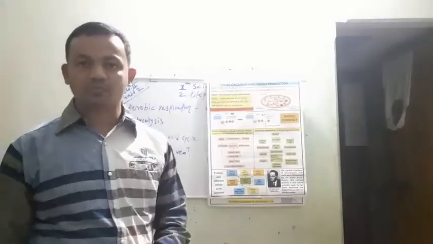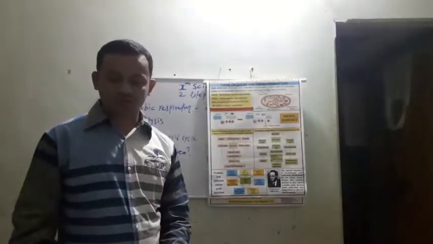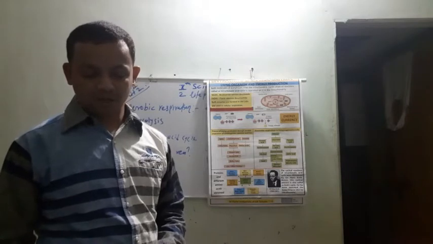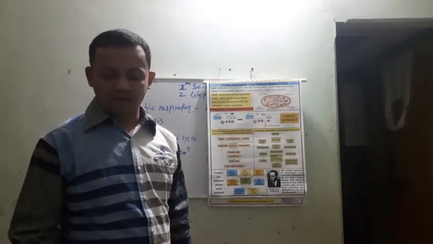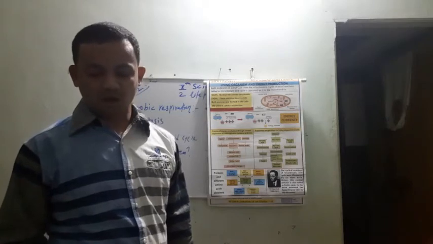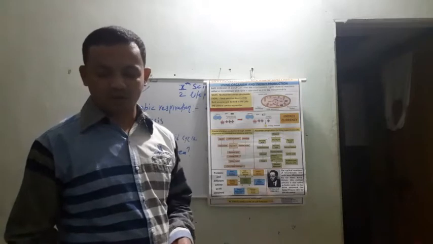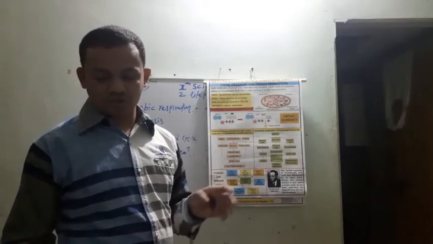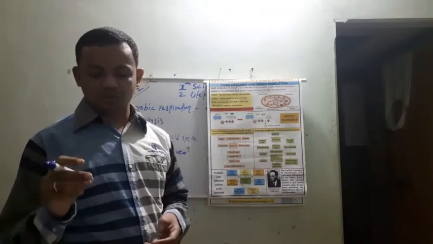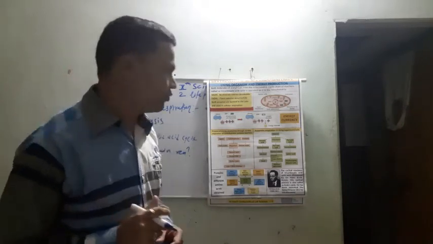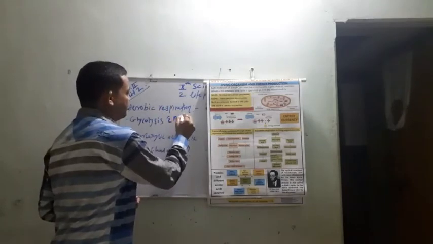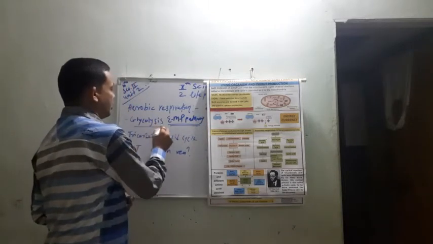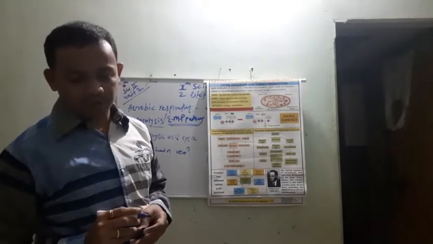Now this process of glycolysis was discovered by three scientists, that is Gustav Embden, Otto Meyerhof and Jacob Parnas, along with their colleagues. For this reason, glycolysis is also called the EMP pathway. So glycolysis is also known as the EMP pathway.